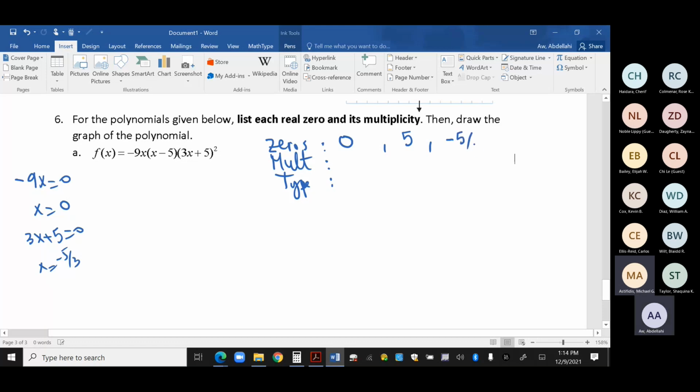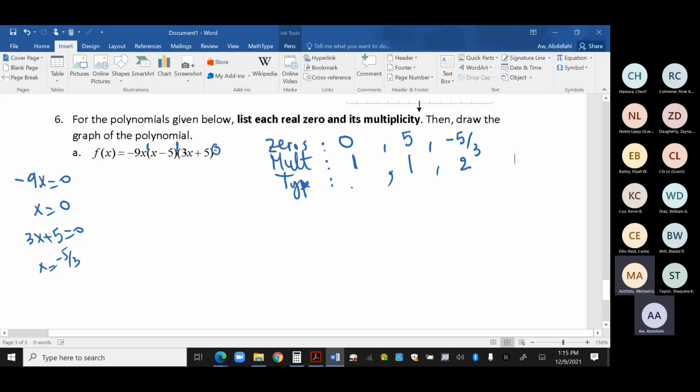Okay. Now we go to the multiplicities. What is the multiplicity of the 0? 1, because the power we see here on top of the factor is 1. So this is 1. What is the multiplicity of the 5? Also 1. How many times is this a zero? 1, right? Yeah. What is the multiplicity of the -5/3? 2. Okay.